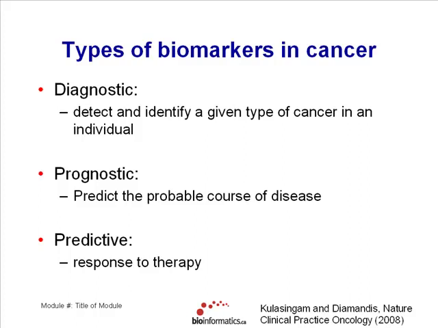A prognostic marker would help predict the probable course of disease. So how aggressive is the disease, and what is the likely outcome of the patient? Given elevated levels of some biomarker, what is the prognosis for the particular patient? And then we have predictive markers, which help us to determine response to therapy.